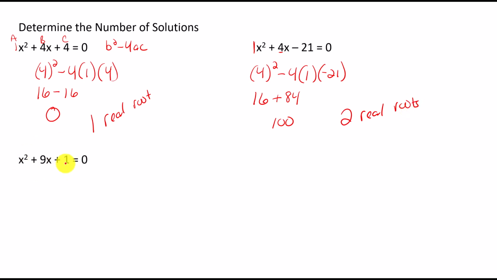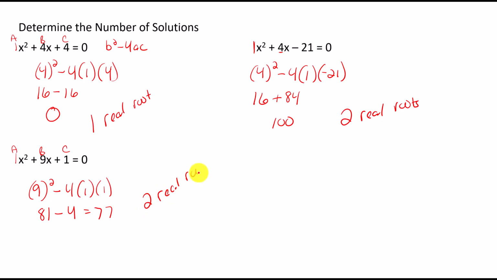So here, this is b. Again, a is 1 and c is 1. So b squared is 9 squared minus 4 times a times c. Well, 9 squared is 81, and then negative 4 times 1 is just negative 4. And this gives us 77. And so again, because this is positive, we have two real roots.